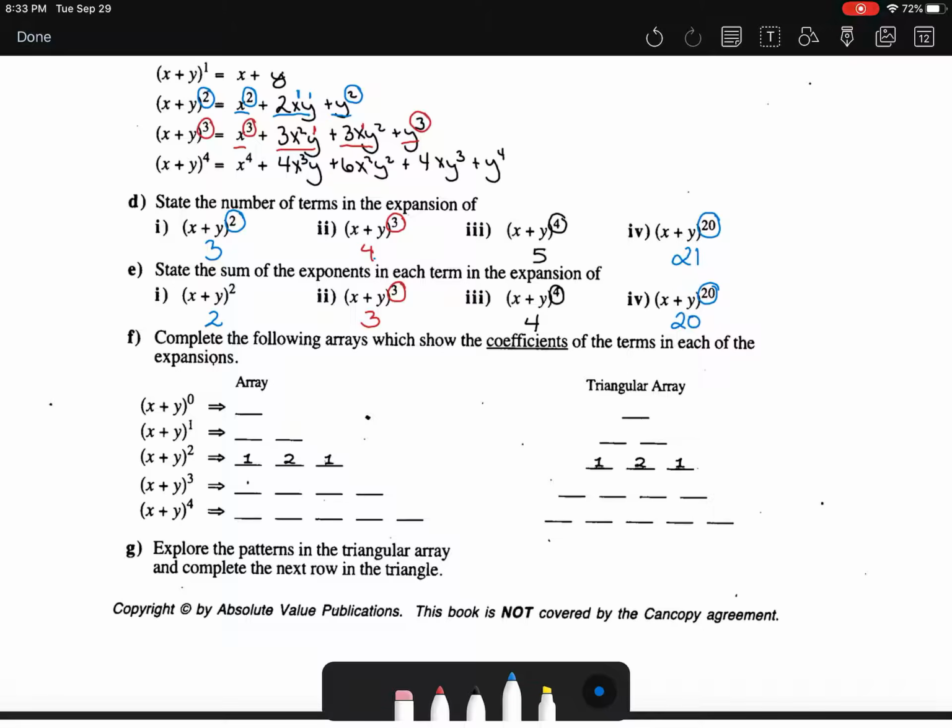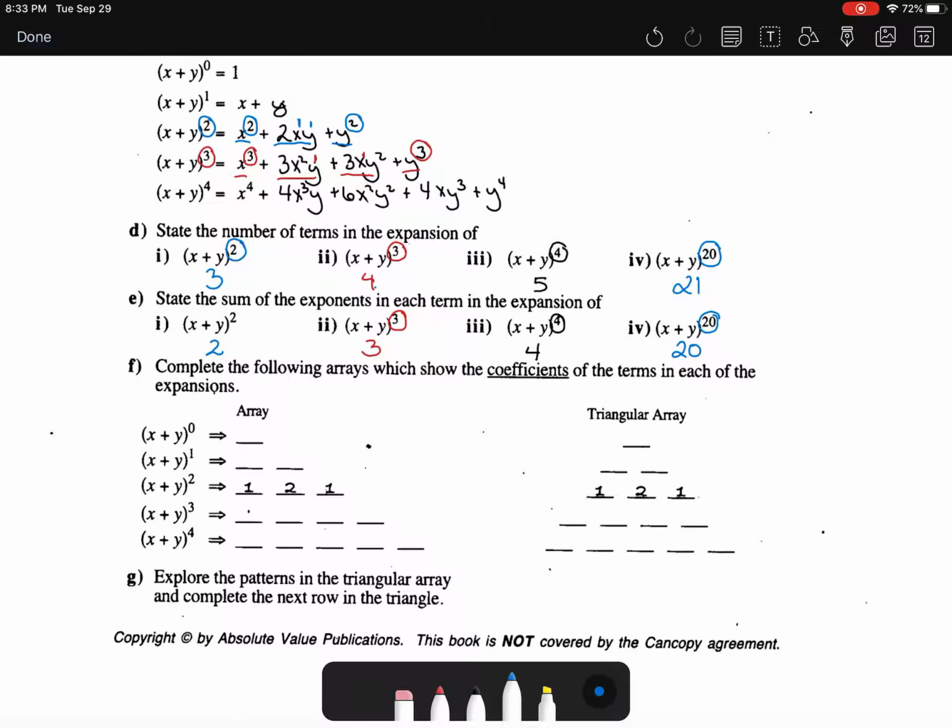In F, it says complete the following arrays which show the coefficients of the terms in each of the expansions. Now remember, the coefficients, sometimes referred to as the numerical coefficients, are the numbers that exist in front of the variables. So when I take a look at (x + y) to the exponent of 0 up above, the number there is just a 1. So I write that there. For (x + y) to the exponent of 1, there's a 1 in front of the x and a 1 in front of the y. So 1 and 1, those are the numerical coefficients.